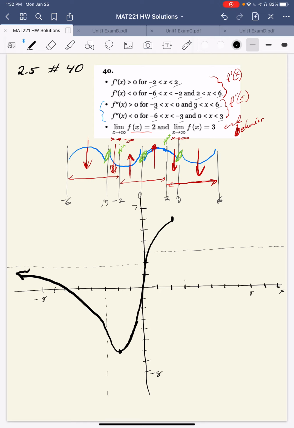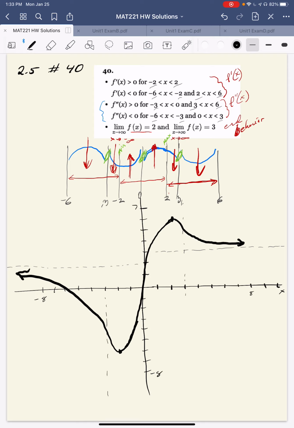I know that when x equals -3, I'll be changing concavity again. So I've got to have this shape until I hit there, and then I'll have this shape, and then I will be heading off towards f(x) equals 3. And so that is the general shape, and you can check to make sure that you have all the requirements.